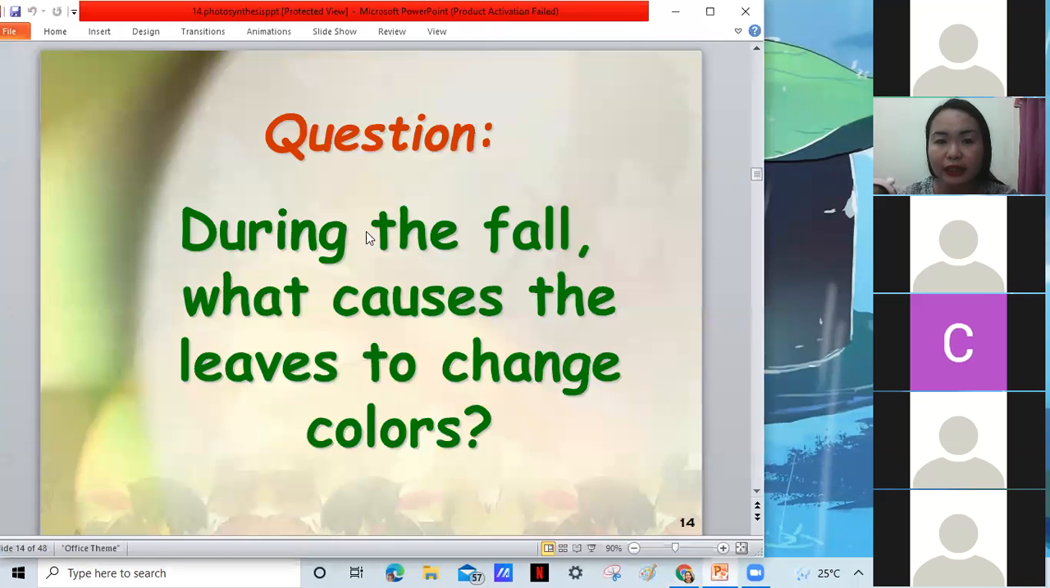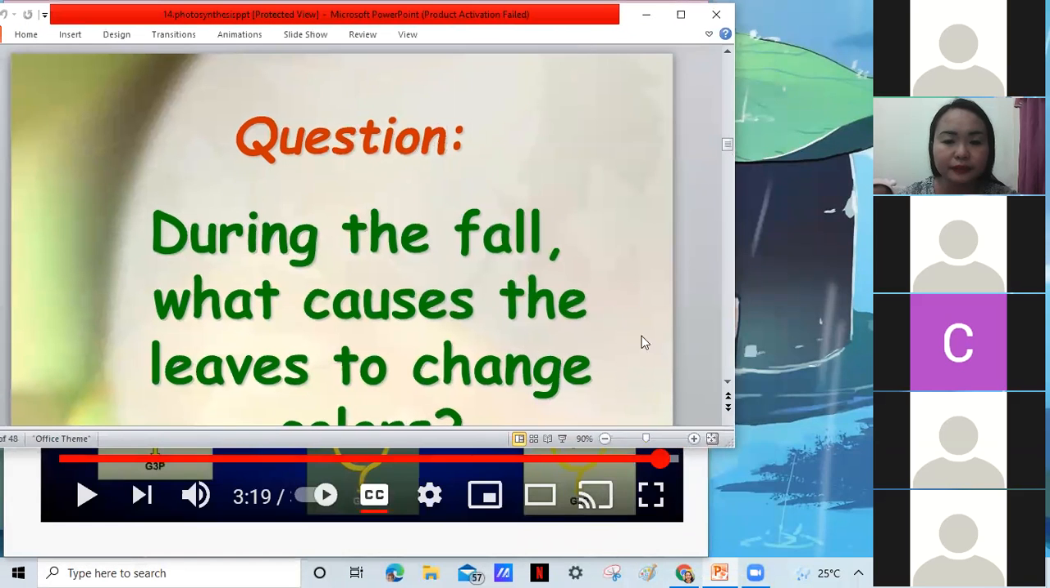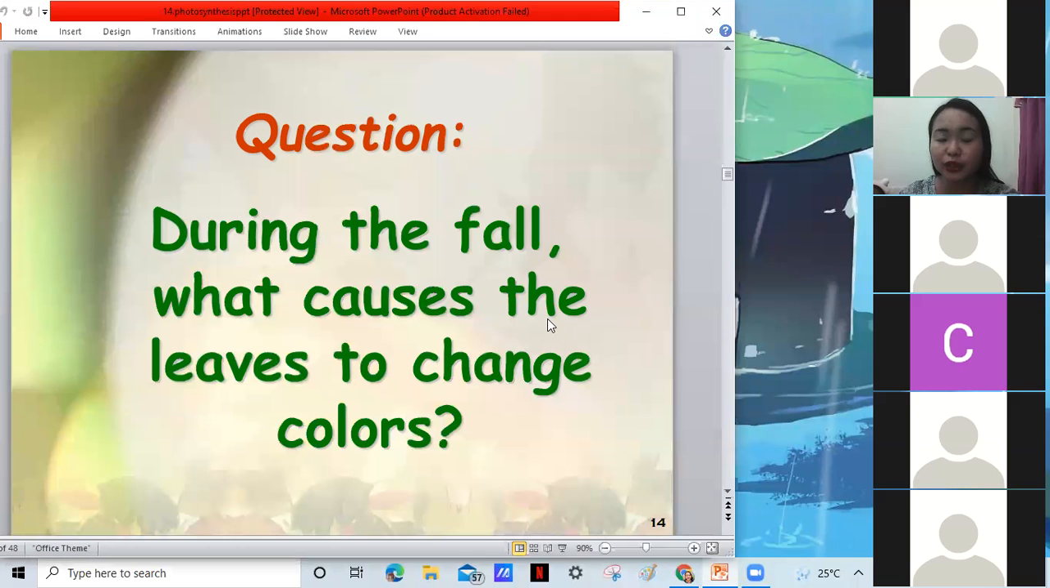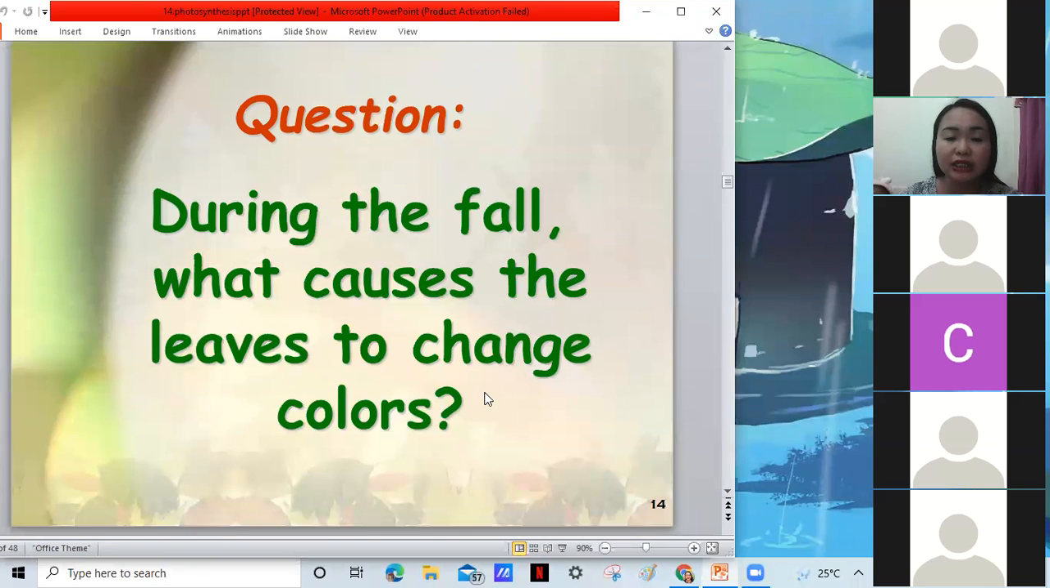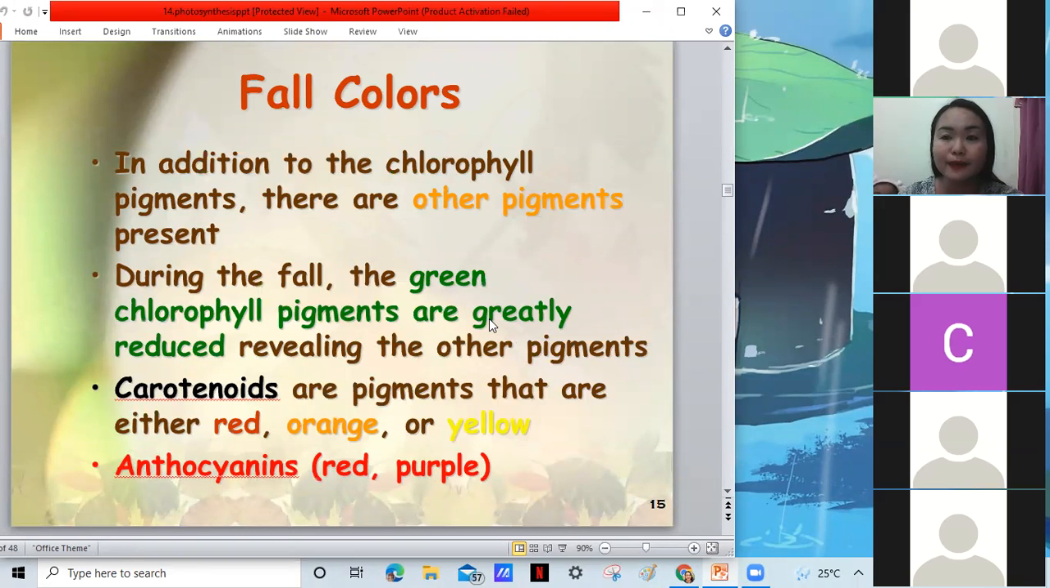And going back doon sa ating PowerPoint presentation, we have here the question. Ano nangyayari during fall? In some other places kasi they have summer, winter, spring, and fall, no? So yung leaves ay nag-change ng color. If you notice sa mga temperate areas, maganda tingnan pag fall time, kasi from green, they become colorful. So ano yung nangyayari dito?